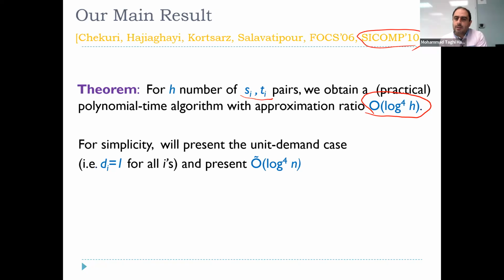Here we will talk about the case of unit demand, and we present O tilde log n, meaning there are some log factors here. But you can improve this one to log to the 4 of h. There are some improvements after that, as I mentioned. You cannot get better than log n. I think log n to the 3, maybe log n to the 2 is known. But this one actually was the first algorithm that was essentially a breakthrough result at that time, that for multi-commodity, you could get polylog.